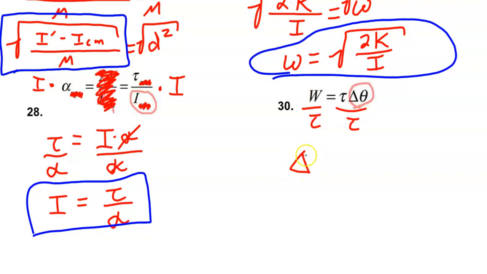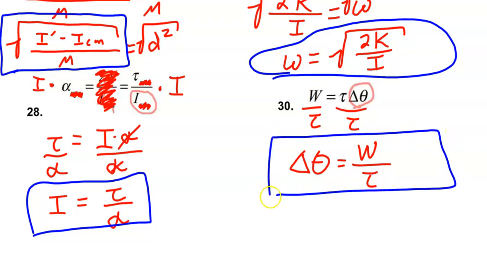Just divide both sides by tau, and you're good to go. So delta theta equals W divided by tau. Okay, so we can do algebra even if we don't have a clue what the variables stand for in physics world.